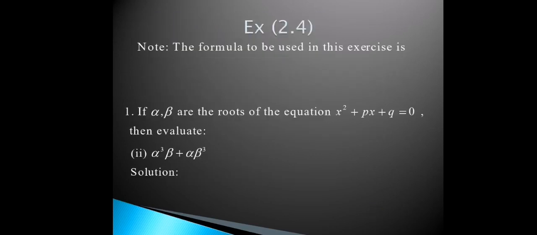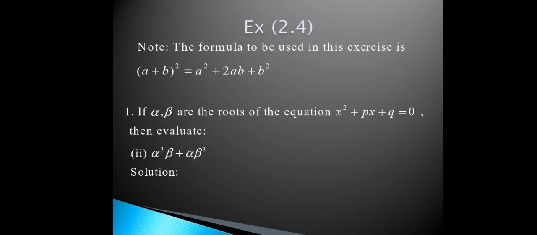So with the symmetric functions definition, we just start our exercise 2.4. Since the functions to be found out in this exercise are the symmetric functions, the first thing which we will have to keep in our mind is written over here in the form of a note. That is, the formula to be used in this exercise is (a plus b) whole square is equal to a square plus 2ab plus b square.